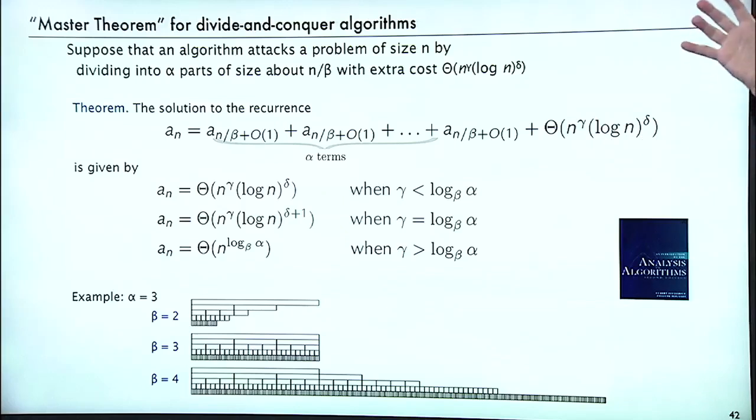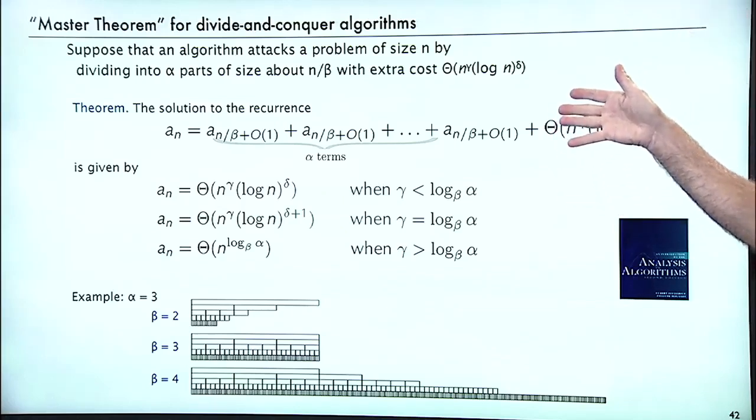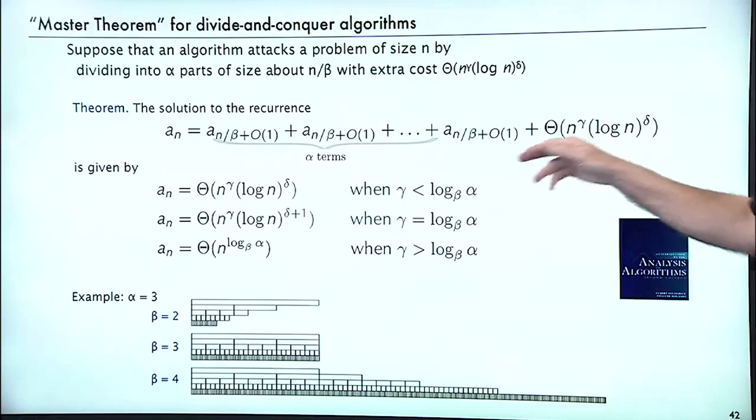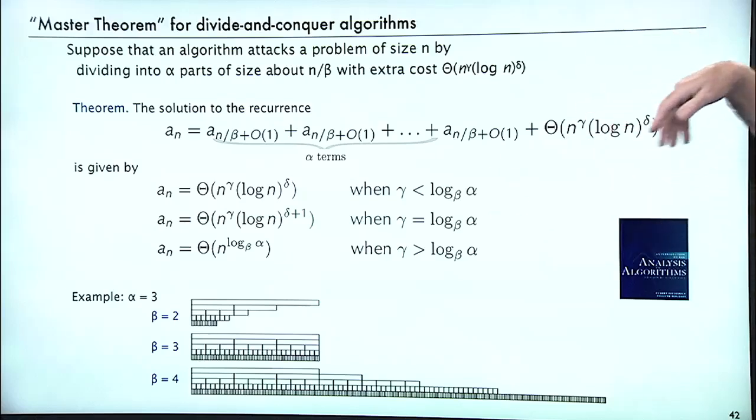And the master theorem gives the order of growth of the solution. And it all has to do with the relationship between this extra power gamma in the extra cost term and the log to the base beta of alpha, where alpha is the number of parts and beta is the fraction that you divide n by.